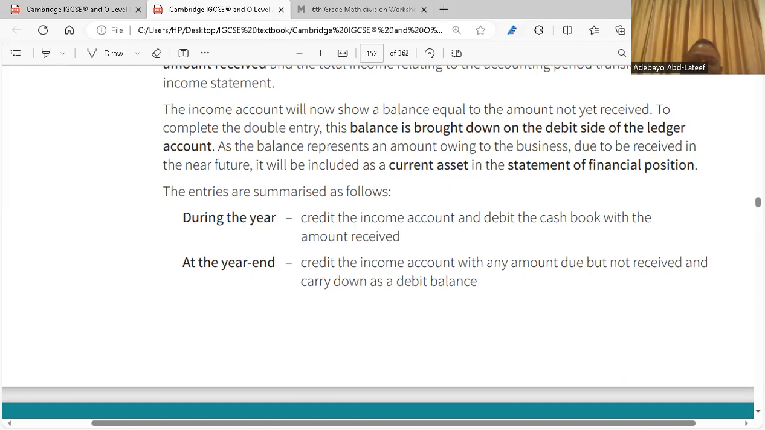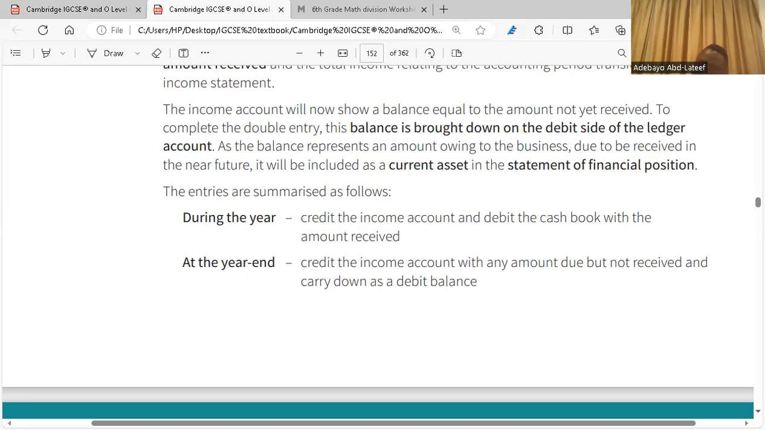So that is during the year. At the end of the year, when you are preparing your statement of financial position, where you have to separate assets, liabilities, and prepare everything, that is done at the end of the year. You credit the income account still. Now you take the amount to the debit side as your balance carried down. So the balance carried down becomes what goes to your statement of financial position.